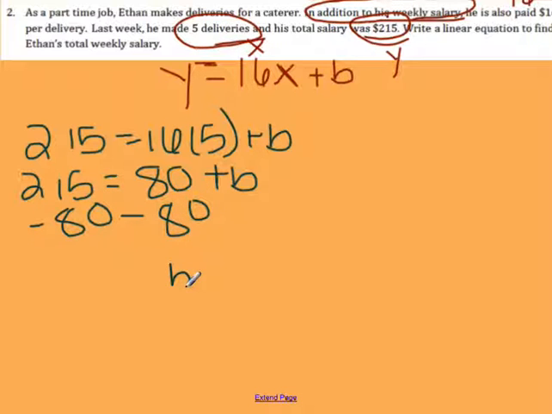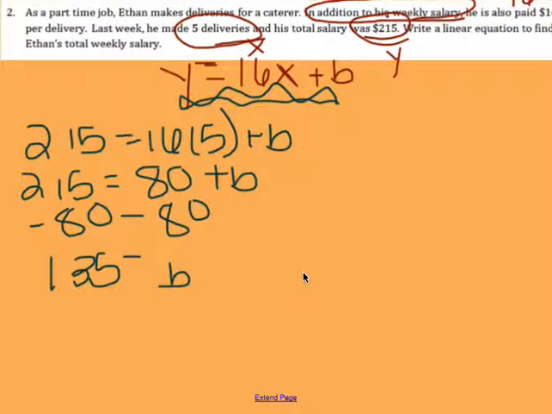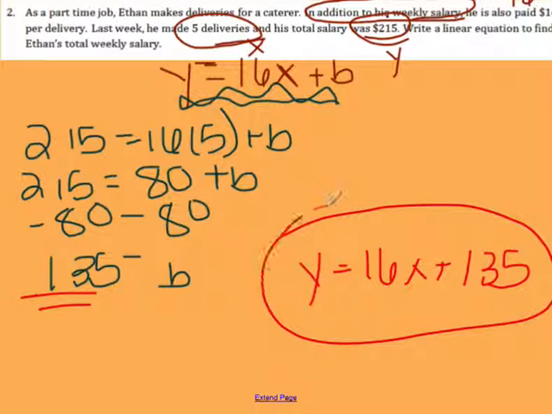So then I get that B is equal to 135. Now we're going to look at this equation up here and plug our B back in, and that's going to give us our linear equation. So I'm going to get y is equal to 16x plus our B, which is 135. This linear equation represents his weekly salary based on how many deliveries he makes.